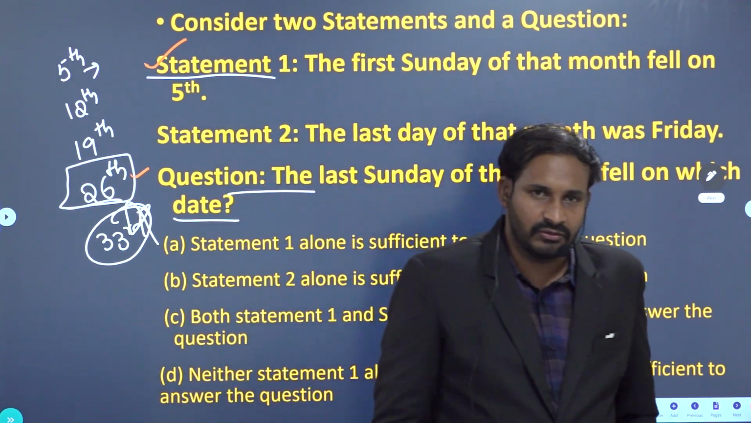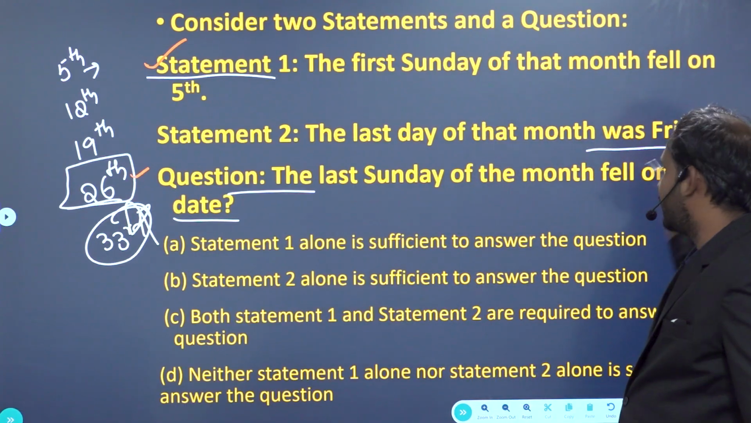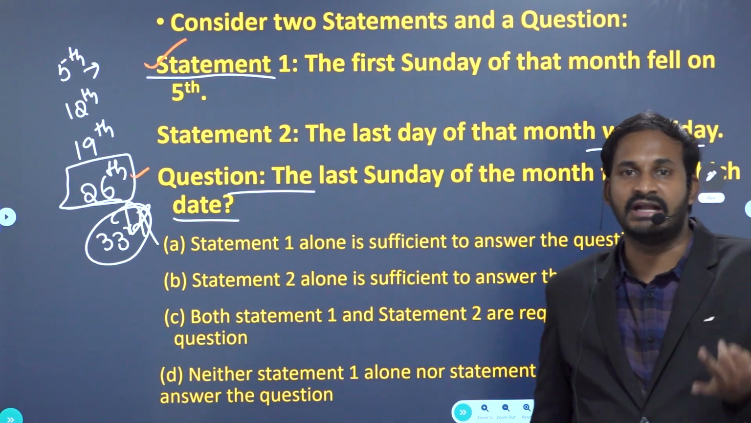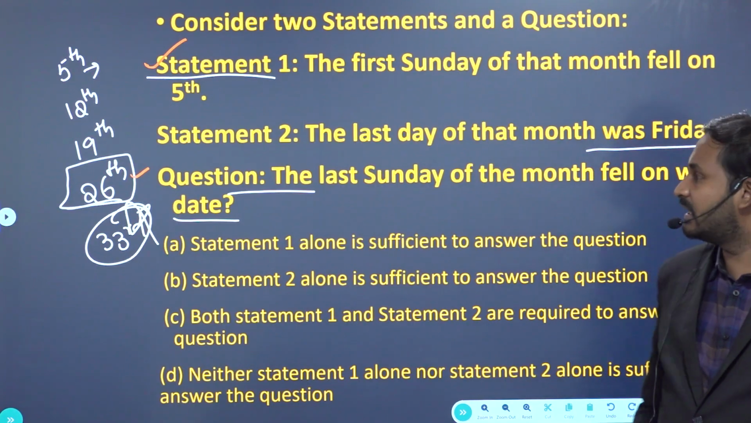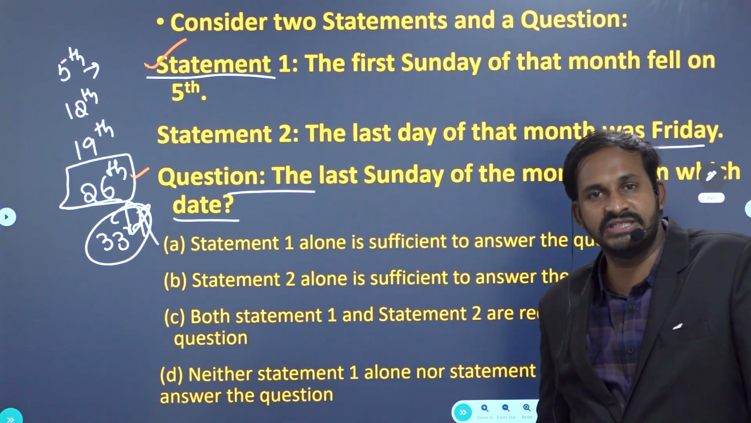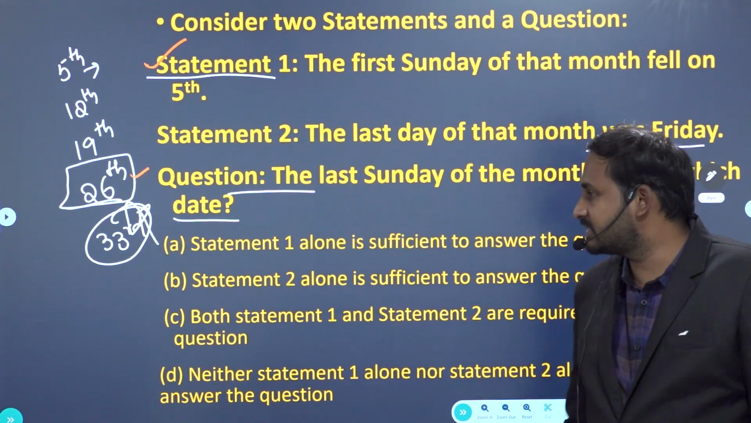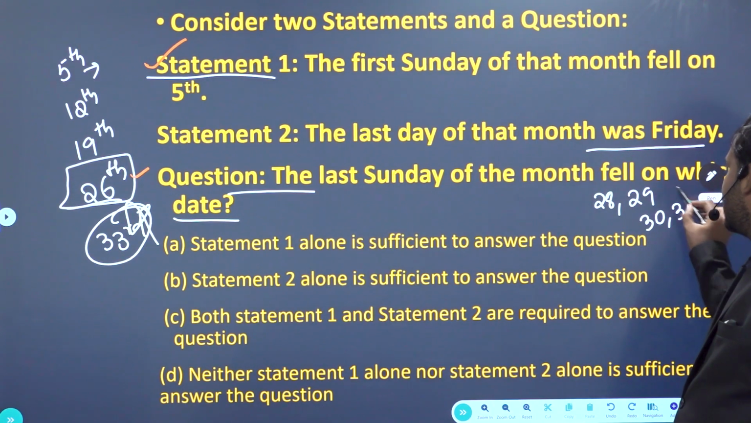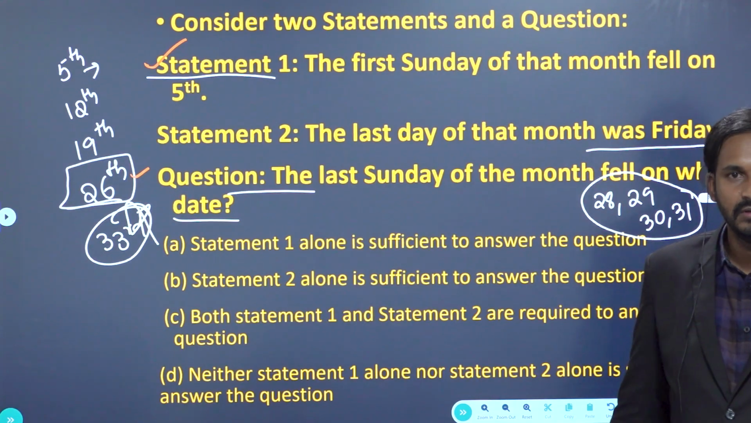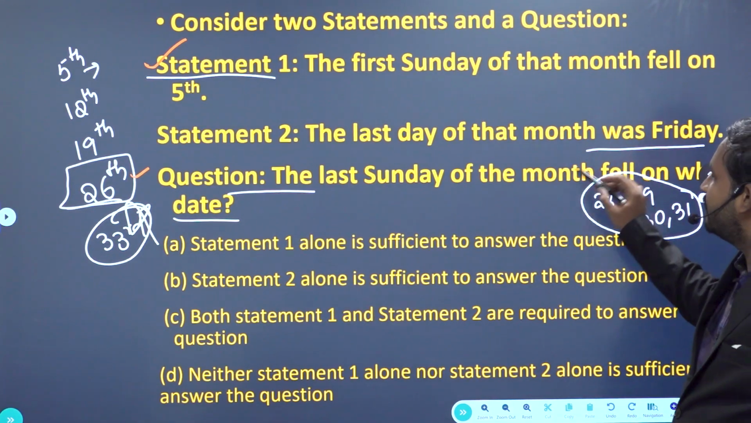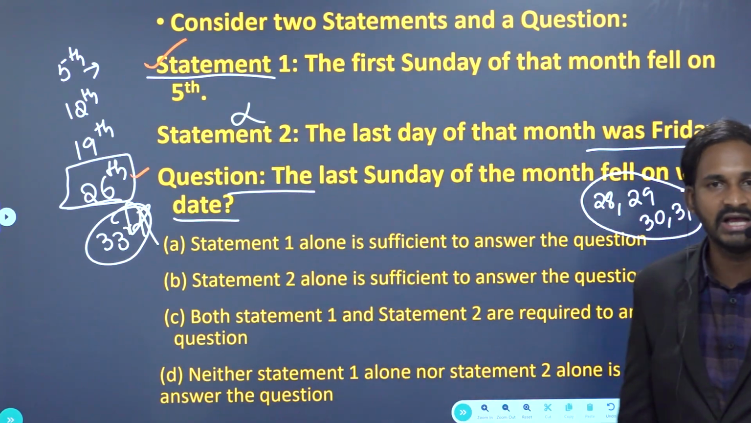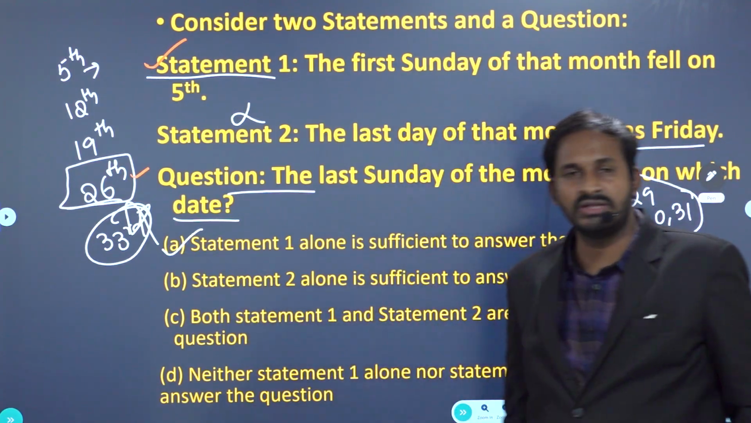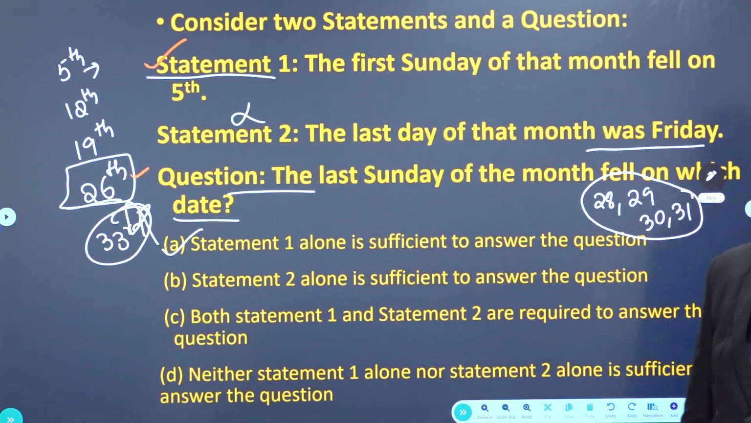Now from statement 2, please observe here, student, the last day of that month was Friday. We don't know how many days there are in that month exactly. It may contain 28, 29, 30 or 31 days. Without knowing that, how can I tell the date of the last Sunday? That is practically not possible. I will have 4 chances, right? But we don't know exactly. So by using statement 2, can we tell our answer? No, it is not possible. So statement 1 alone is sufficient to answer the given question, students.